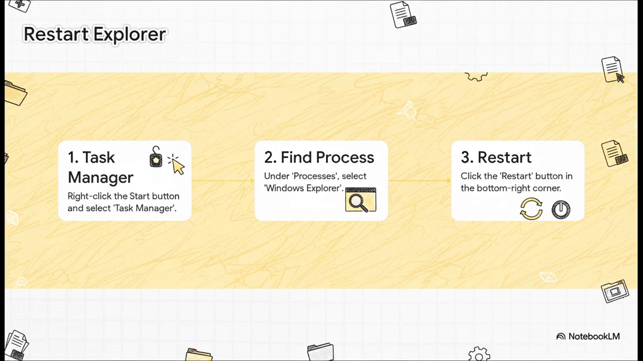Okay, so if the Escape key trick didn't work, no problem. Let's move on to step 2, restarting the engine that actually runs your desktop and files. It's called Windows Explorer. So just right-click your Start button and open up the Task Manager. Find Windows Explorer in the list of processes, click on it, and then hit that Restart button. Your taskbar and desktop icons will probably vanish for a second and then pop right back. Seriously, this little restart fixes so many weird glitches.